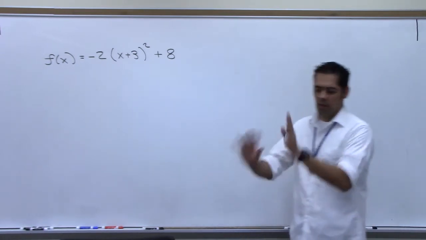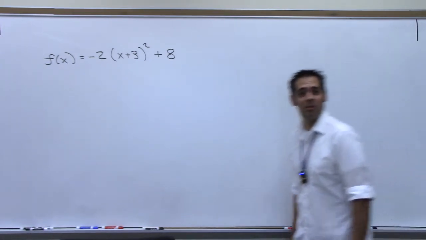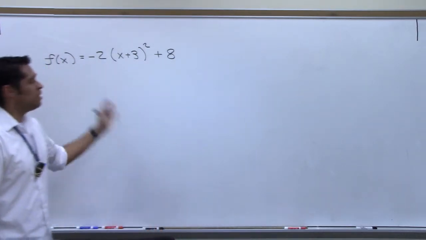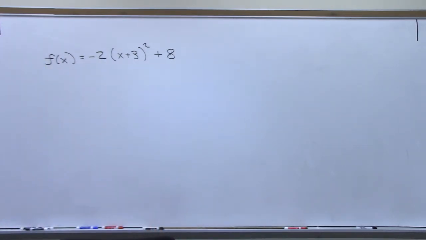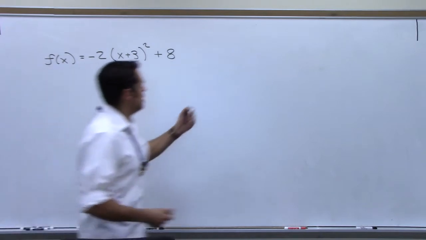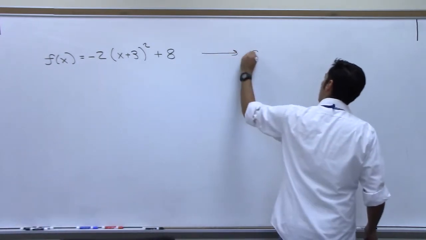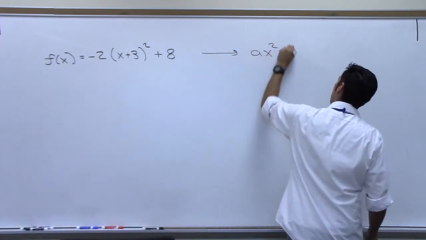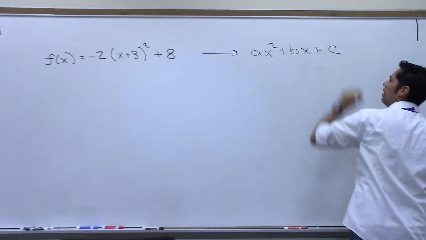So, okay, let's get back to this. We want to be able to graph parabolas. All right, so let's convert this to standard form. So we want to go from here to this: ax squared plus bx plus c. That's what we want to do.